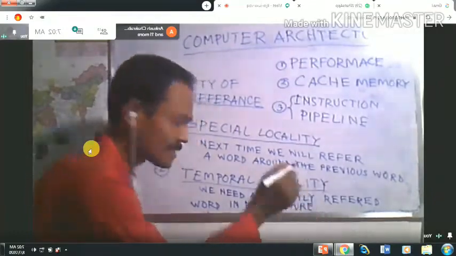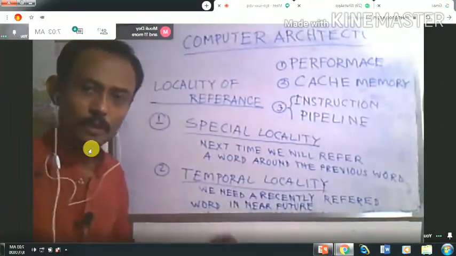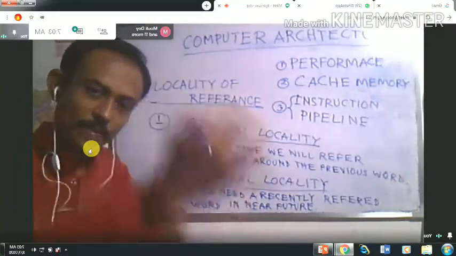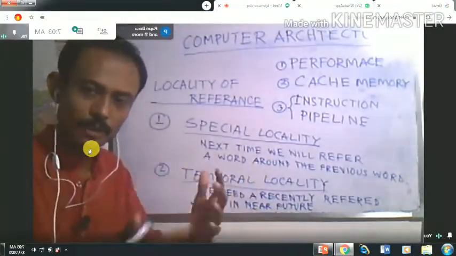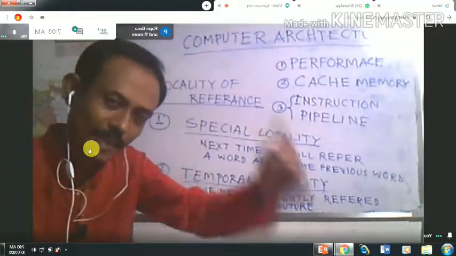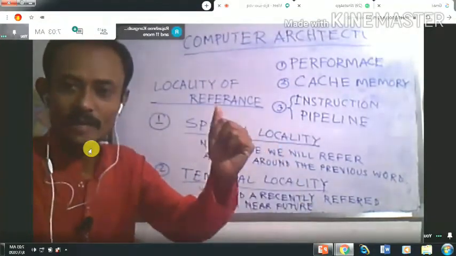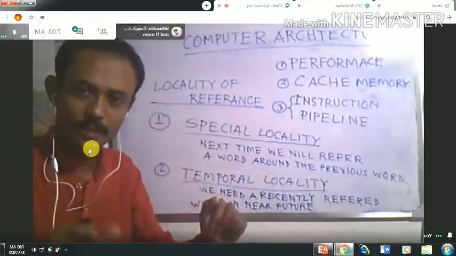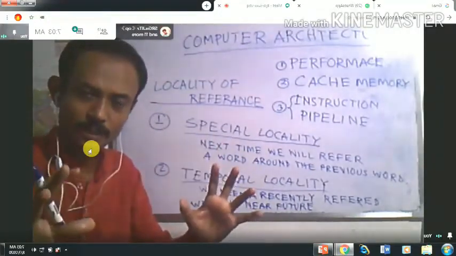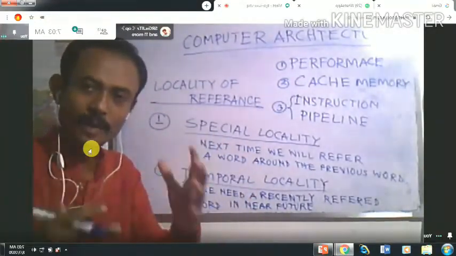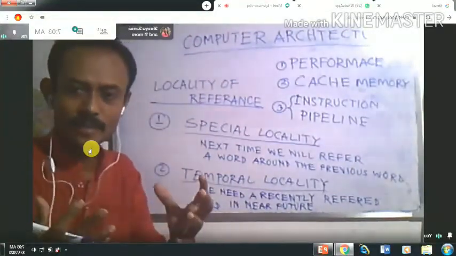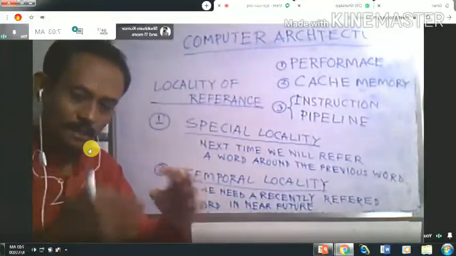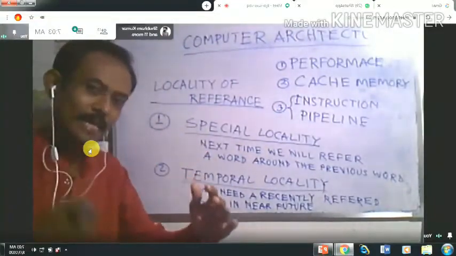Near future. That means, suppose at this particular time you are accessing a word. So in the near future, there is a high chance of accessing that very word. Why? Because if you study the characteristics and features of programs, you will see most programs have a loop type structure. So loop type structure means what? The same structure, the same statement, will be executed again and again.